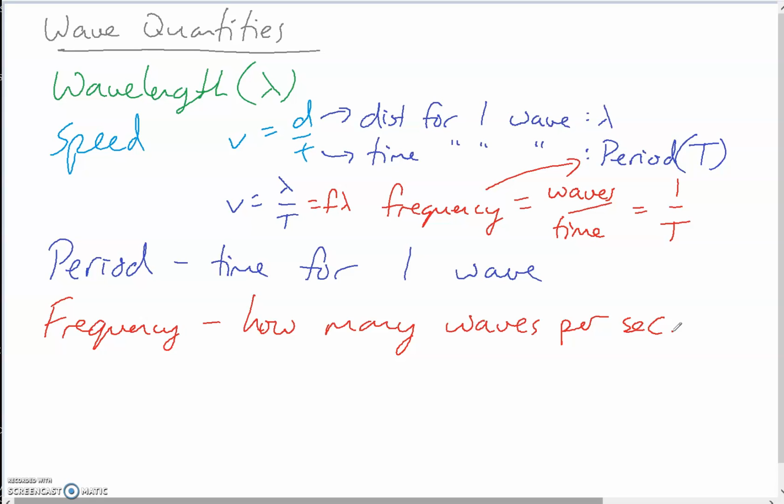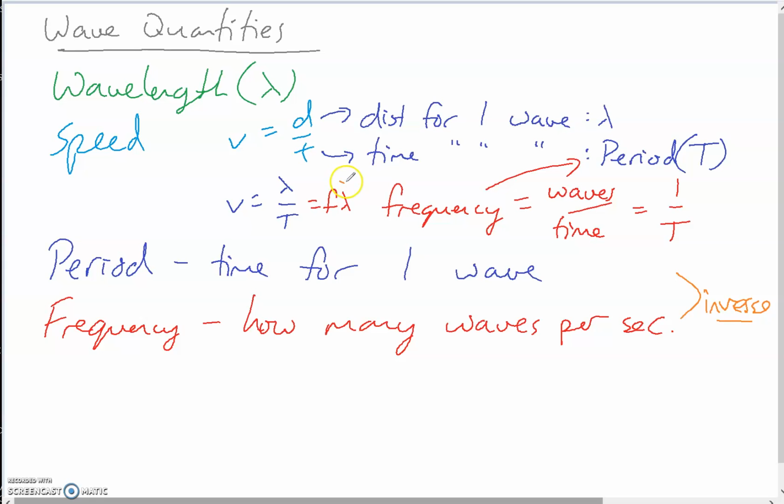So these two are inverses of each other. These guys right here, those guys are inverses of each other. Okay, so these are four basic quantities that all waves have, no matter if they're transverse or longitudinal, it makes absolutely no difference. They have them all in common.